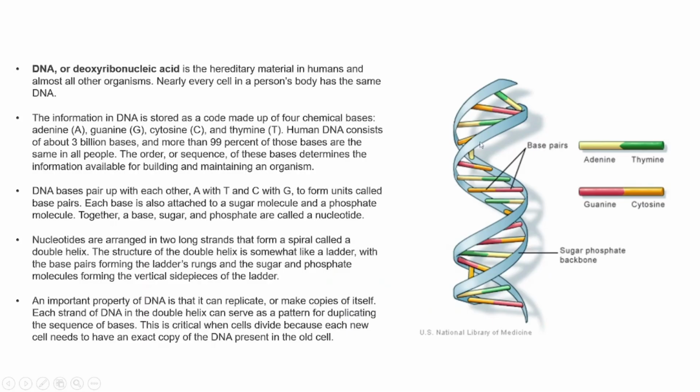The next is DNA. DNA is the most basic structure that we have learned about. DNA is deoxyribonucleic acid. It is there in every cell, and we have the four bases: adenine, guanine, cytosine, and thymine. Adenine base pairs with thymine, and guanine base pairs with cytosine to form units called base pairs. These are nucleotides arranged in two long strands, forming a spiral ladder kind of shape, and the ladder's rungs are basically the base pairs. An important property of DNA is that it can replicate and make copies of itself. So even DNA is not the correct answer.